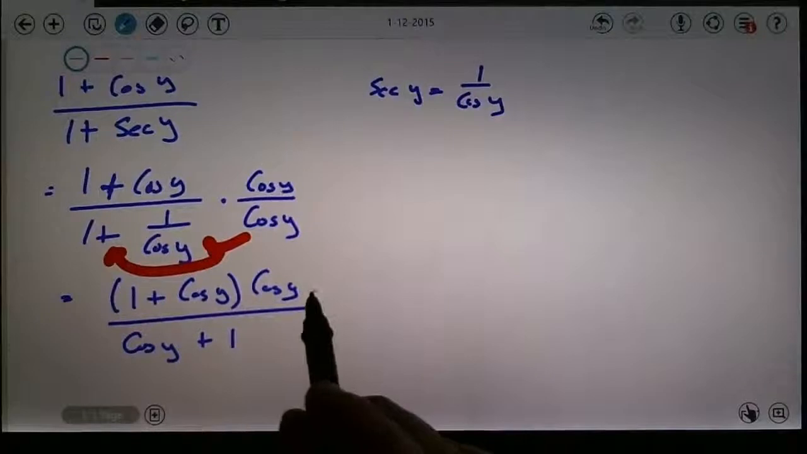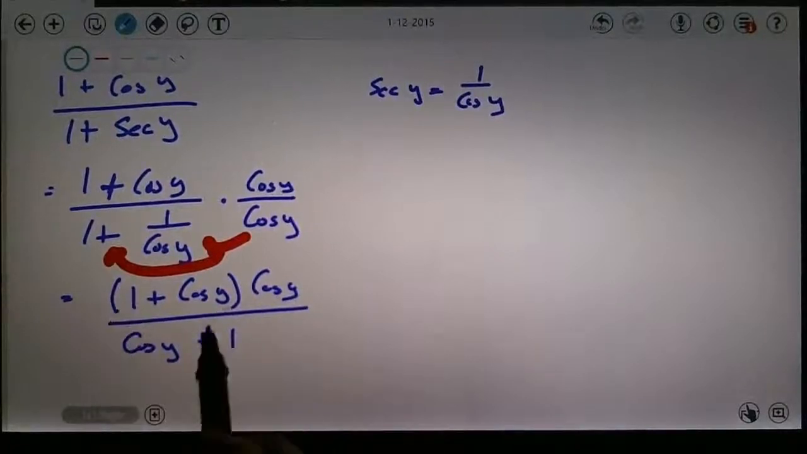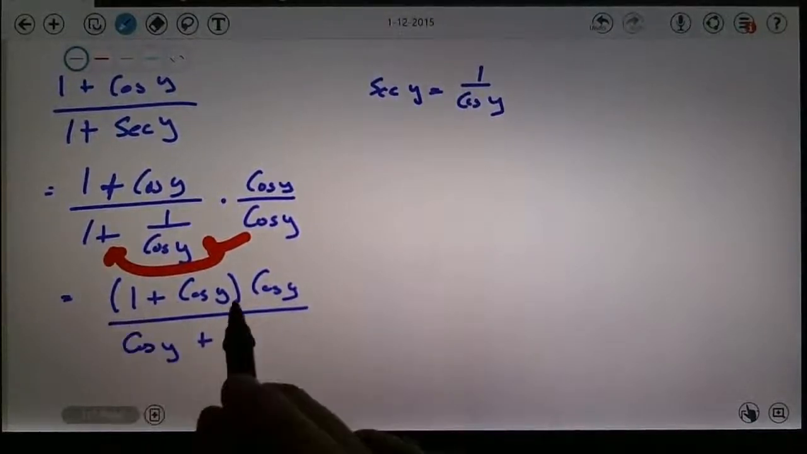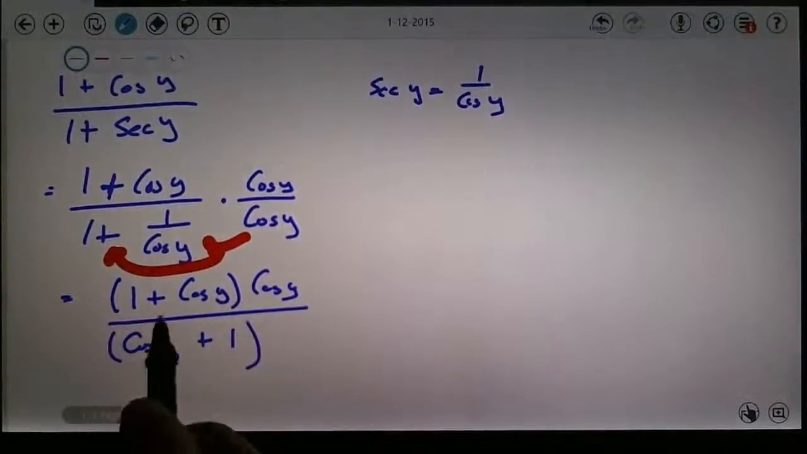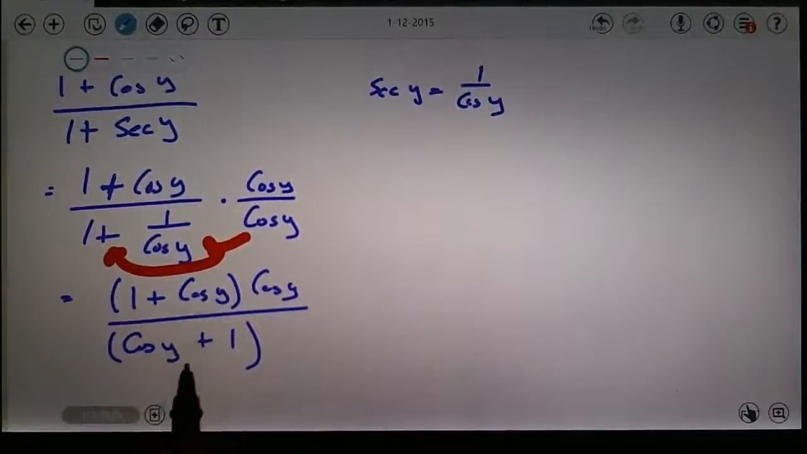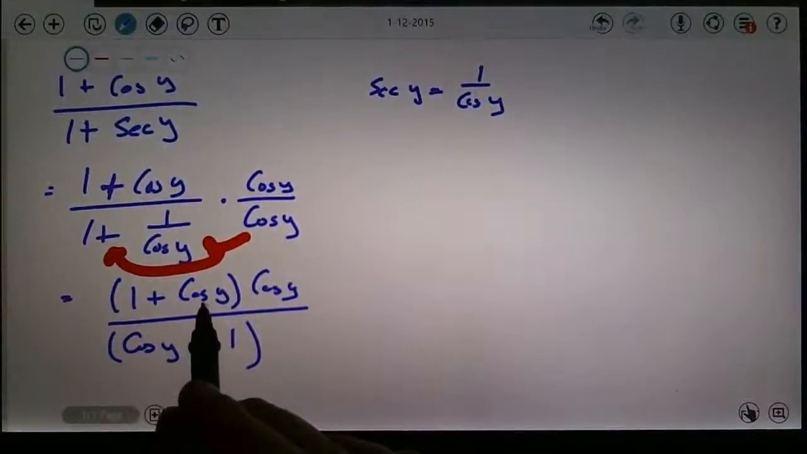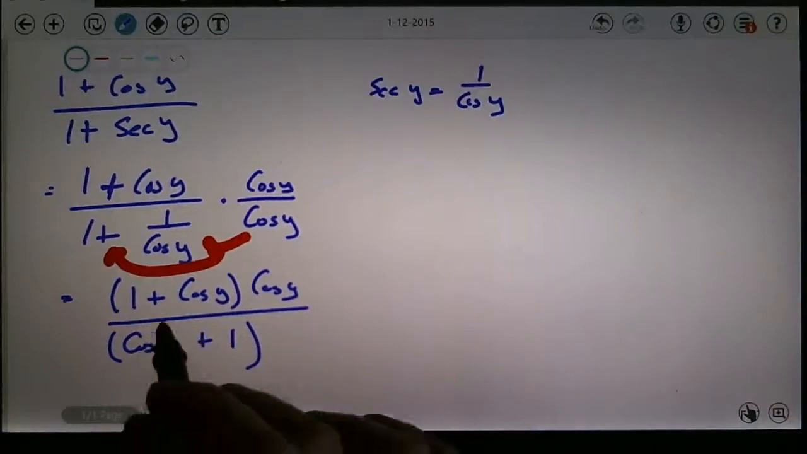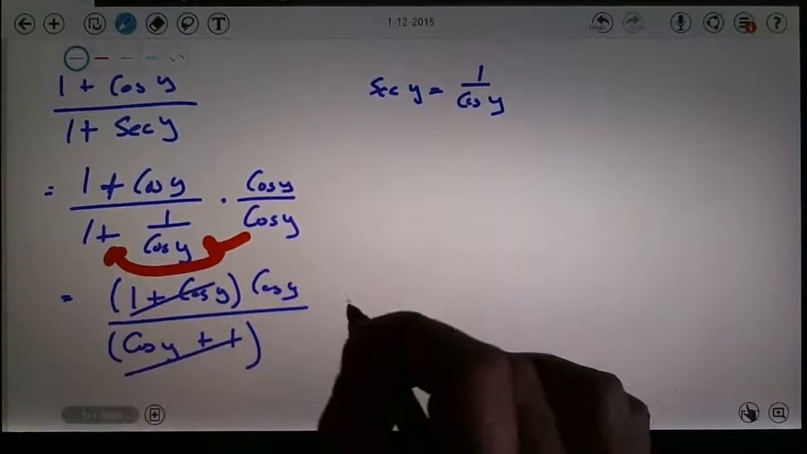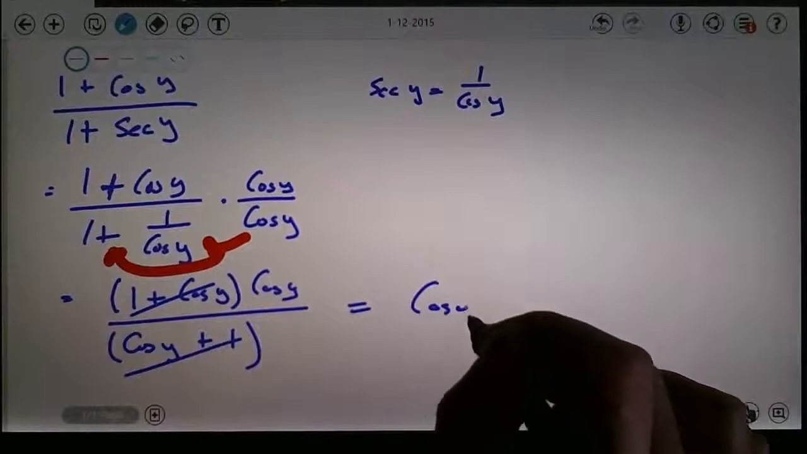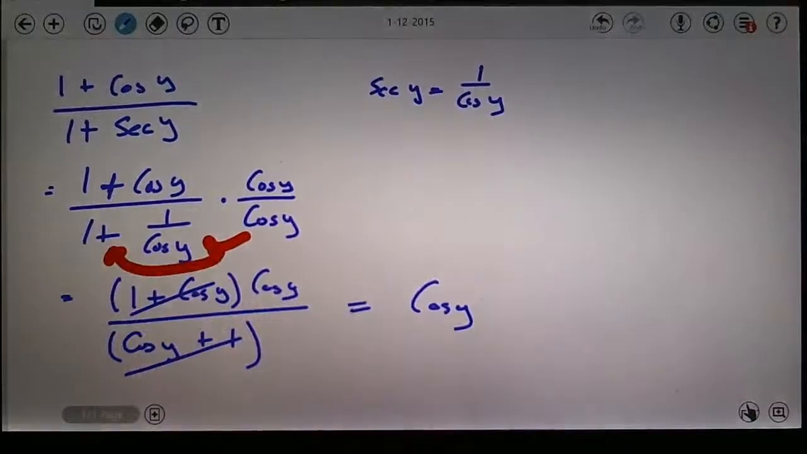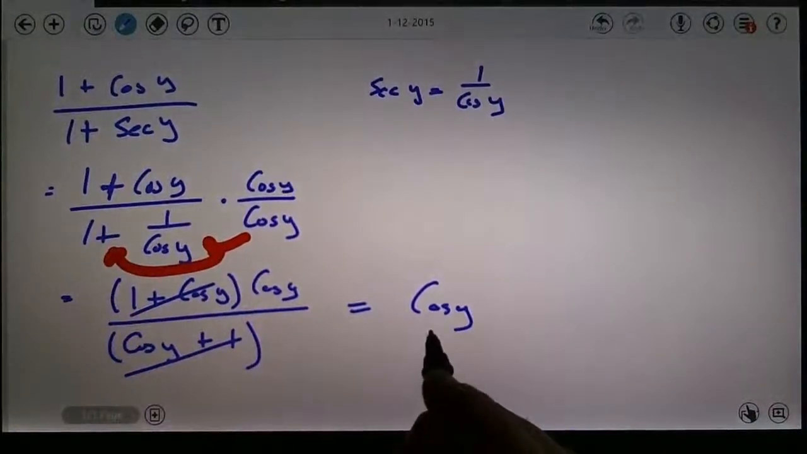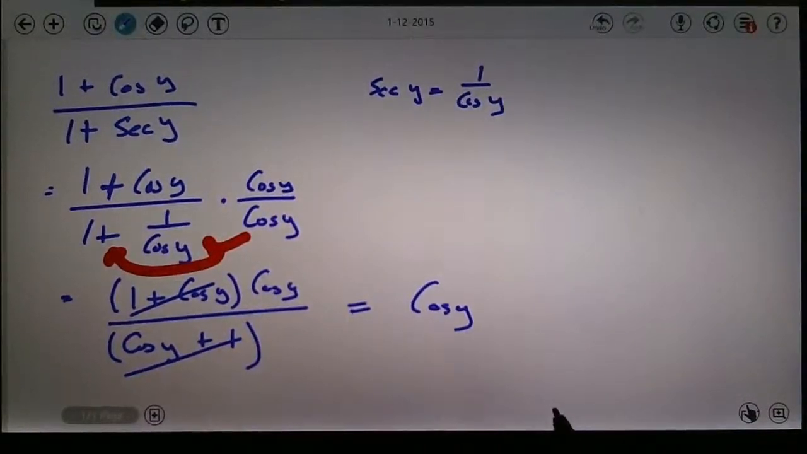And because I left this factored, I didn't distribute it on the top, I didn't multiply it out, I can see that, oh, the 1 plus cosine y on the top here, and the 1 plus cosine y on the bottom, addition is commutative, doesn't matter if I add them in either order. Those are the same thing. A factor multiplying on the top, a factor multiplying on the bottom. Those are going to cancel out. And I'm just left with cosine y. So this whole thing up here, this 1 plus cosine y over 1 plus secant y, it turns out is equal to cosine y. Go figure. I don't think that's obvious at all.